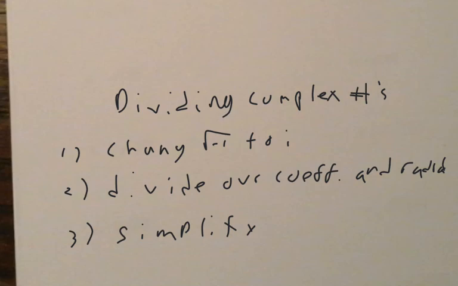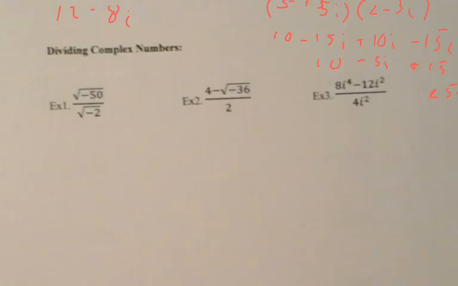So let's take a look at example 1. So we have, remember, change our square root of negative 1 to i. So we have i radical 50 over i radical 2, or divided by. The i's divided cancel. We're going to divide our rad 50 by rad 2, and we get square root of 25, and we know that equals 5.